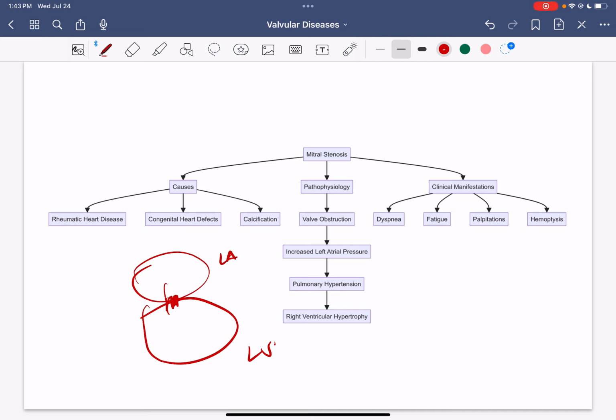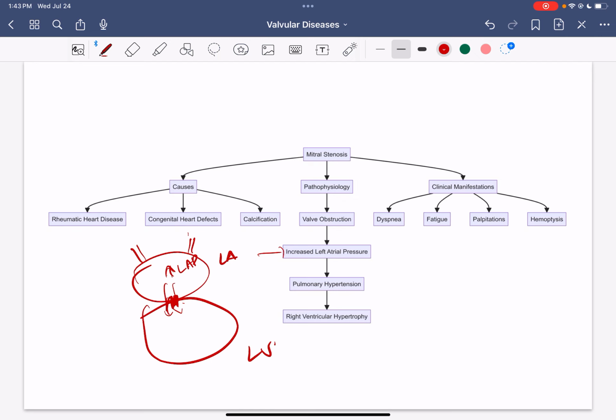So there is obstruction here. As a result, blood cannot enter the left ventricle freely. As a result, there is increase in left atrial pressure. See, that's what is happening here. If there is increase in left atrial pressure, what does the left atrium receive blood from? It receives blood from the pulmonary vein, right, to the lungs. So as a result, there is pulmonary hypertension. If increase in LAP, increase in pulmonary vein pressure, as a result, increase in pulmonary hypertension.